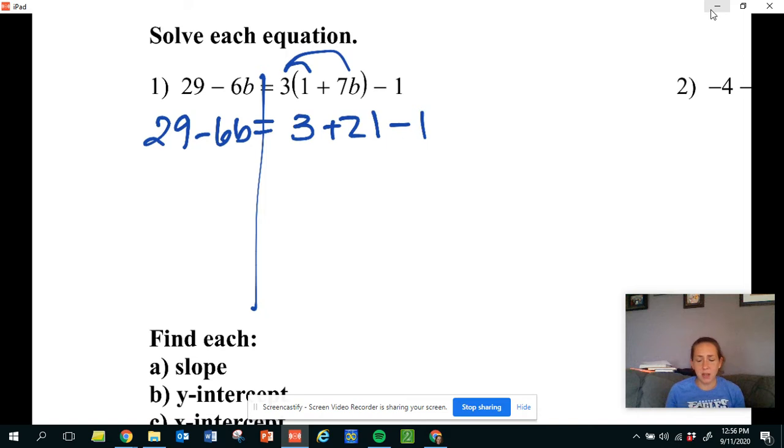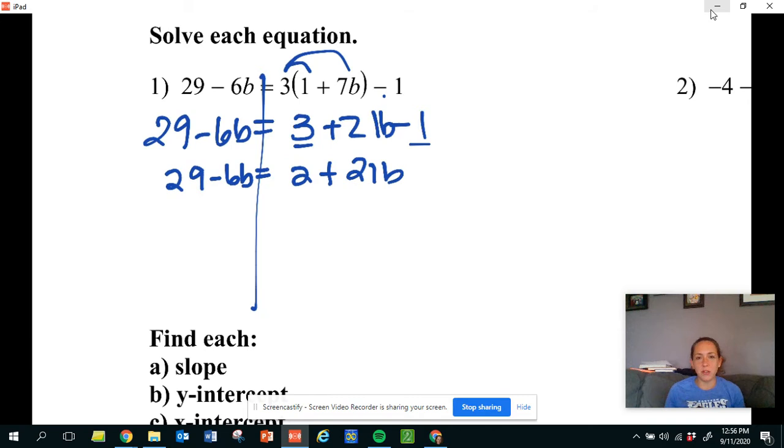Then on the right side, I'm going to combine like terms so I don't confuse myself. 3 plus 20... Oops. I lost my b there. 21b. See, happens to the best of us. So that'll be 3 and negative 1 combined to give you 2 plus 21b. So now I have to get my variables on the same side.